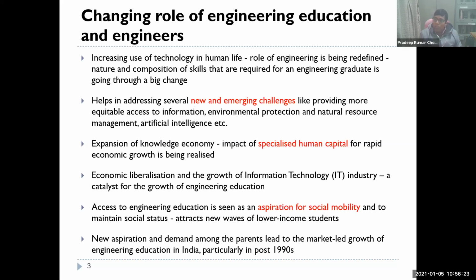And also the other important thing, which I think you all know better, is that access to engineering education was also treated as a way to maintain social status. All of this, social mobility and the increase in social status, led to attracting new waves of lower income students. Even students from low income households, poor households, I am not saying extremely poor, but lower income households, also tried to access engineering education, maybe through student loans and other supports. That was the kind of change that we saw.